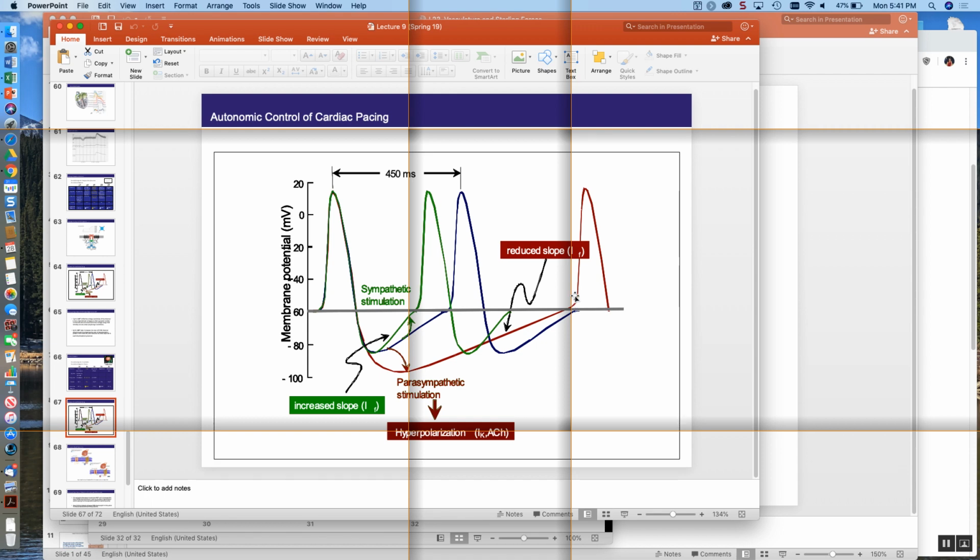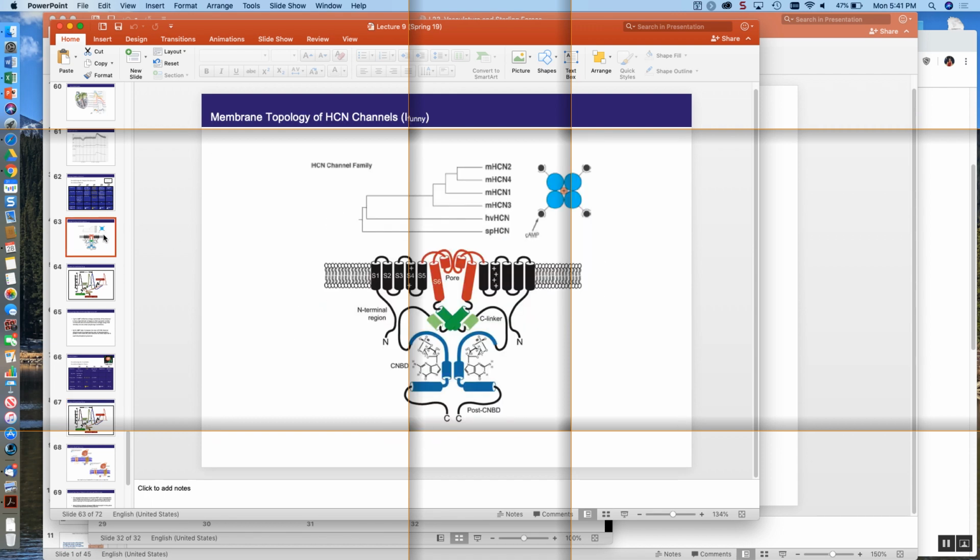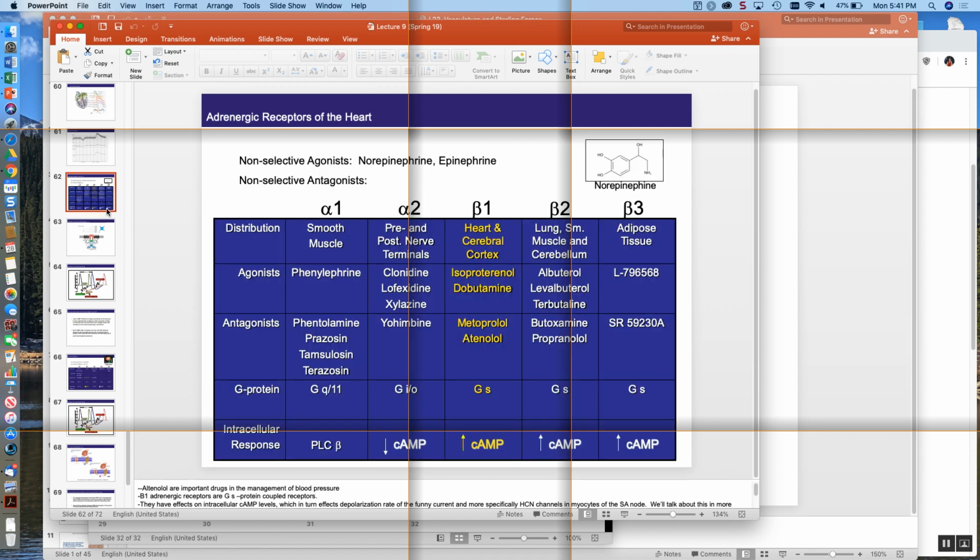Here's the other thing too. Go back to the sympathetic. Remember we talked about beta blockers. Beta blockers are like atenolol, our blood pressure medication to block those beta adrenergic receptors.